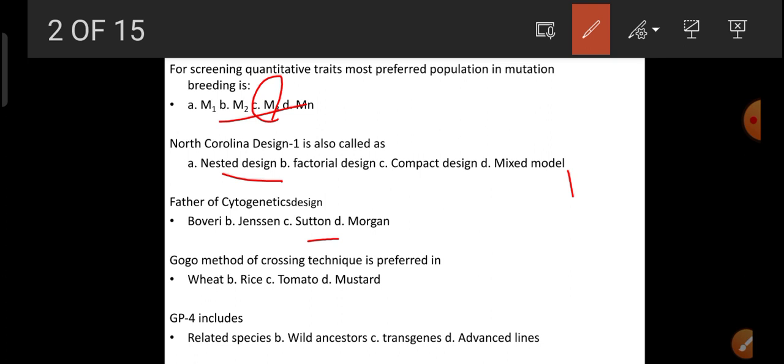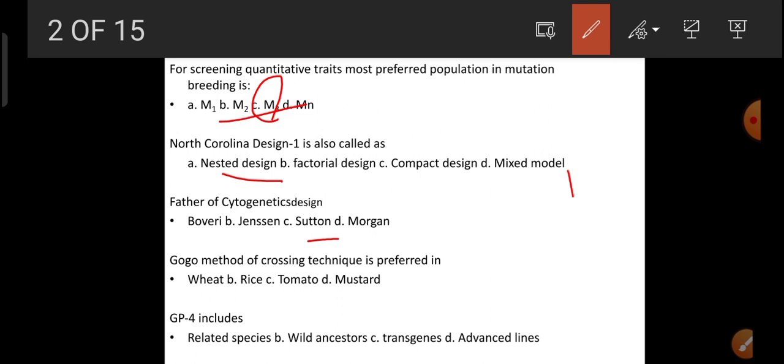Next question is Go-Go method of crossing technique is preferred in. Go-Go method is practiced in wheat. Here I am giving you one assignment. What are the different crossing techniques preferred in rice, tomato, mustard? You should enlist and keep it in comment section.